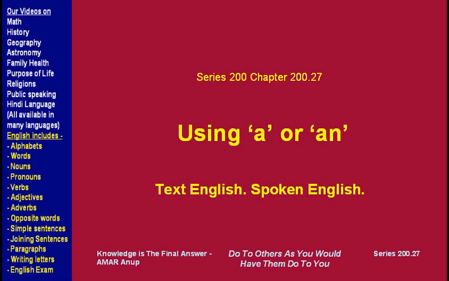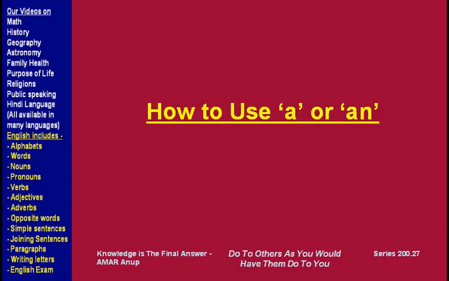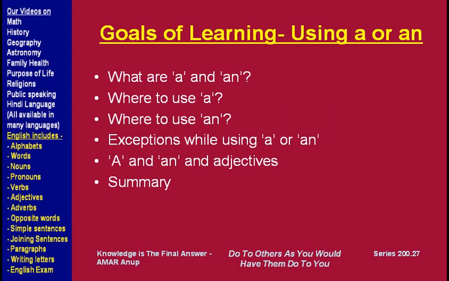Series 200, Chapter 200.27, Using a or an. Text English, Spoken English. How to use a or an. Goals of learning for using a or an.